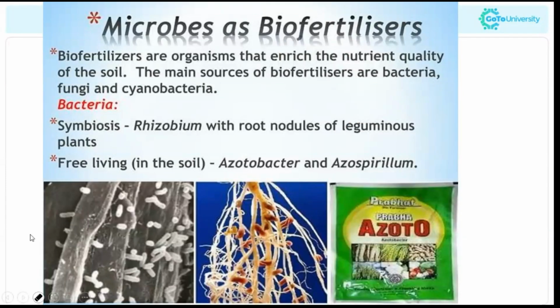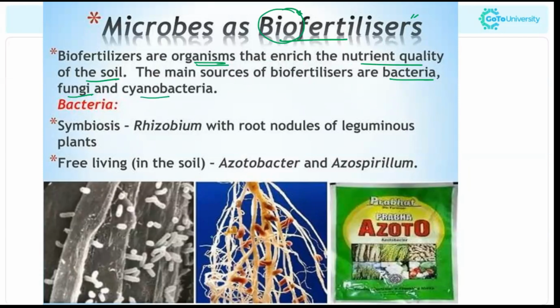Now, moving to the next area, that is microbes as biofertilizers. We know that fertilizers are the chemical substances which increase the nutrient quality of the soil. Now what are biofertilizers? Where biological organisms are acting as a fertilizer. So biofertilizers are the organisms that enrich the nutrient quality of the soil. And the main sources of biofertilizers are bacteria, fungi, and cyanobacteria.